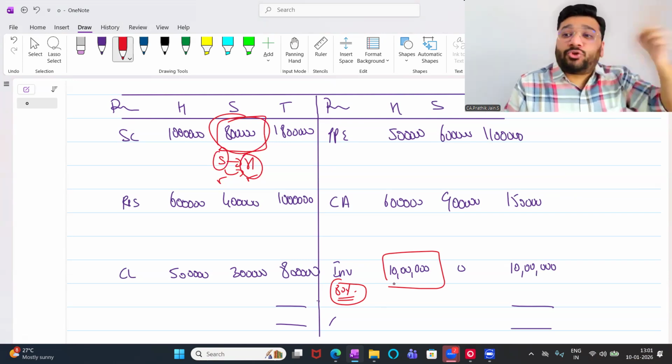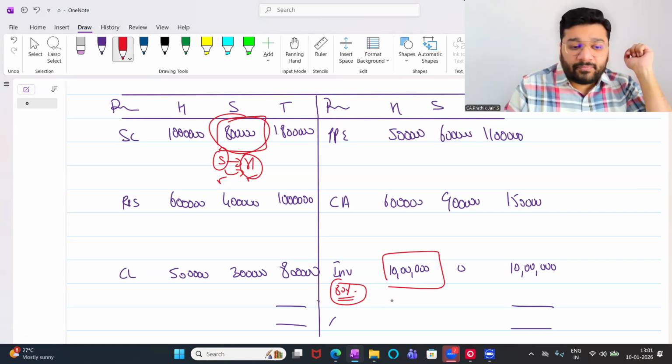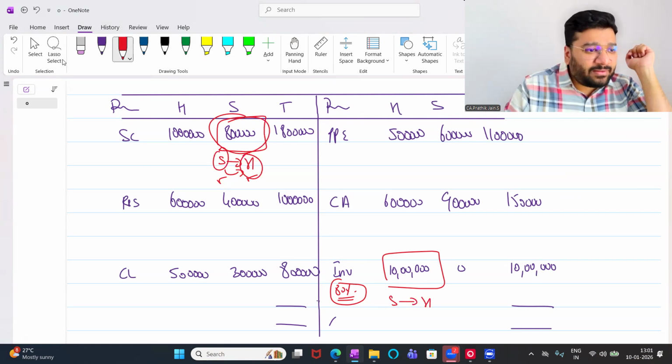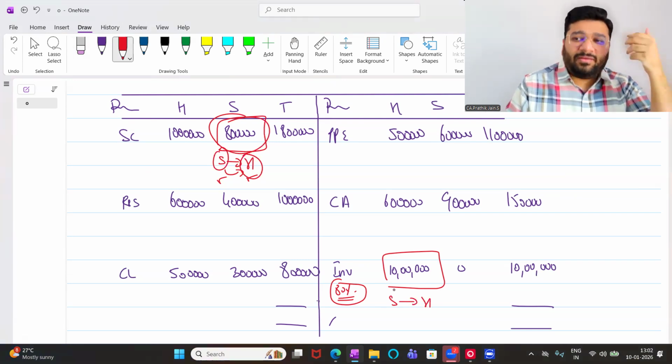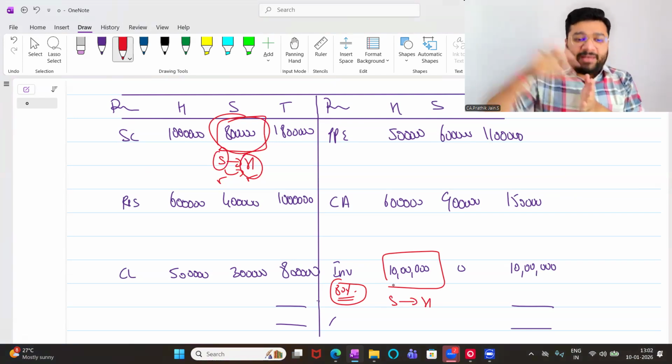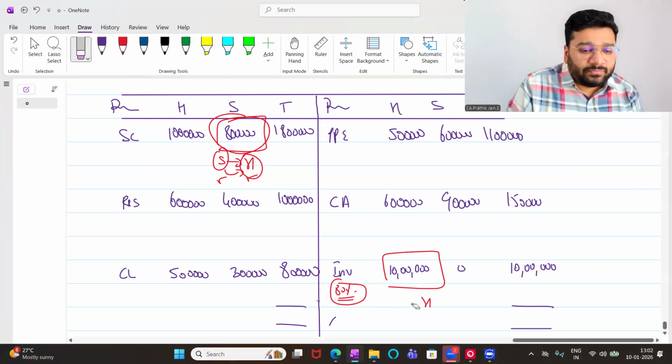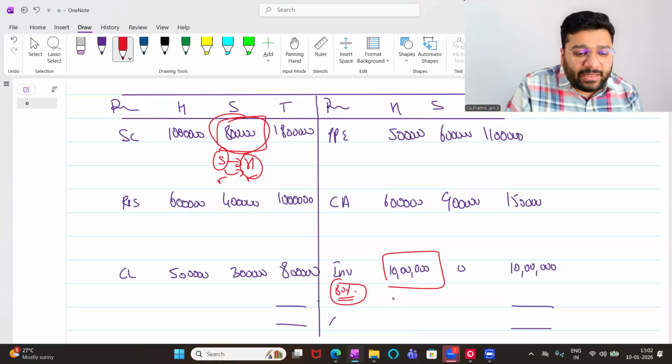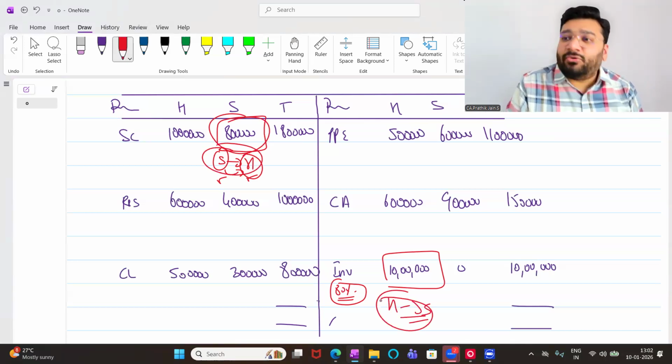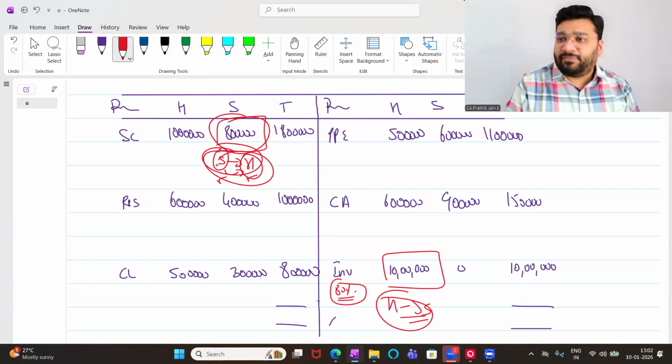This 10 lakh rupees, who has to pay to whom? S to H, H to S. Correct. So basically, I paid this money. This is already paid to whom? S Limited. H has already paid this money to S. From S, we have to receive this. We have paid this already to S, and this is what we have to receive.